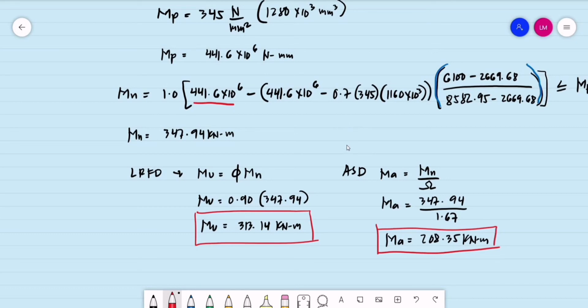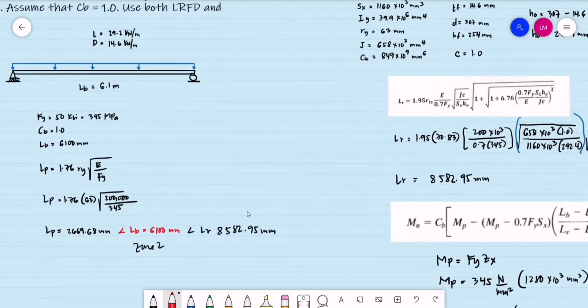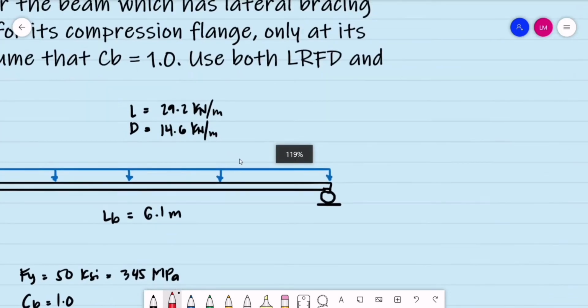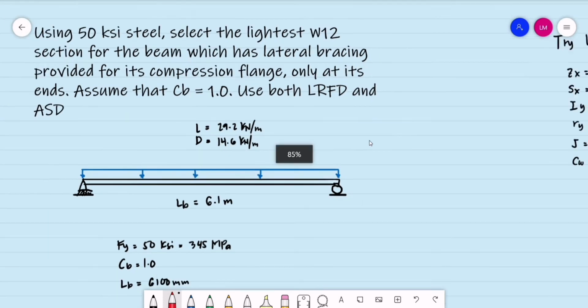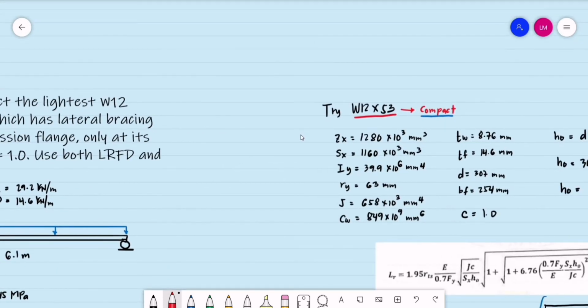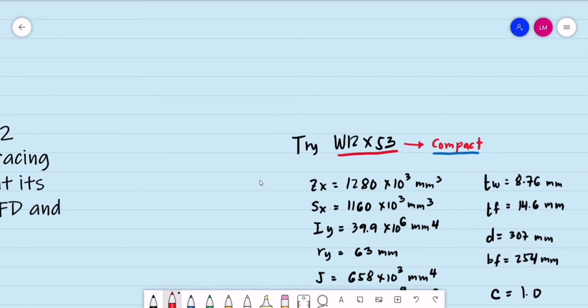So we are now to compare these values to the actual moment, that is the actual ultimate moment carried by the beam and the allowable moment to be carried by this beam, in terms of its loading, this live load and the dead load. Since we decided which section to be used, the W12/53, we need to include the self weight of this section. The self weight of this wide flange is a dead load.